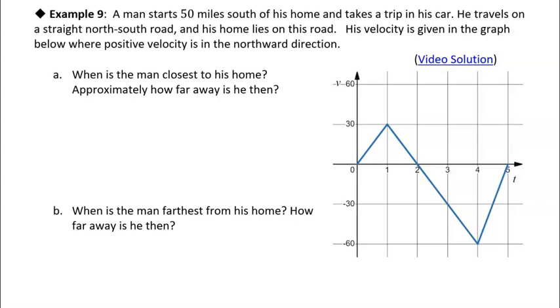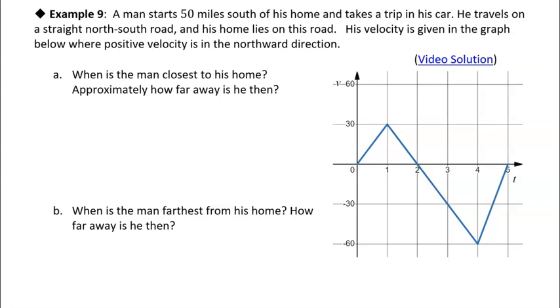All right, in this example, a man starts 50 miles south of his home and takes a trip in his car. He travels on a long, straight north-south road, and his home lies on this road. His velocity is given in the graph, where positive velocity is northward. So if the velocity is positive, then he's traveling in the northward direction.